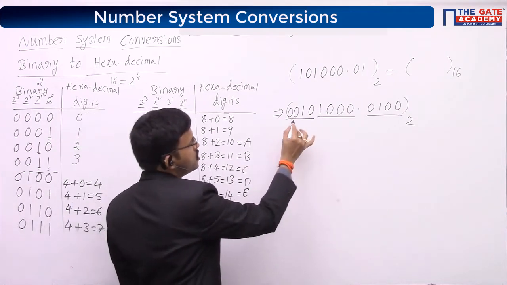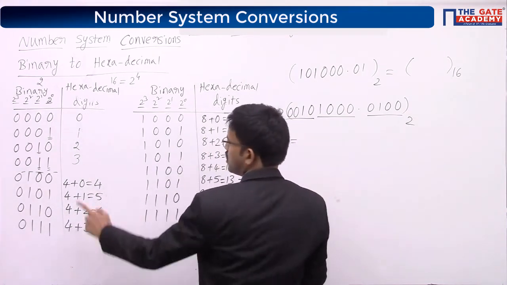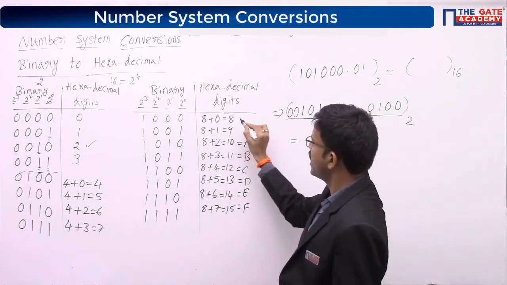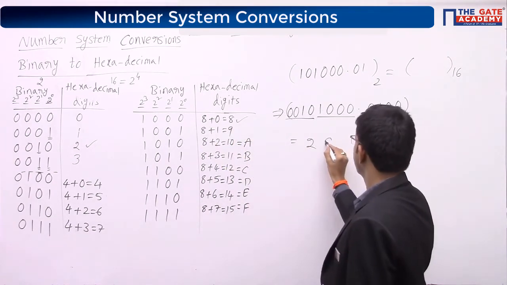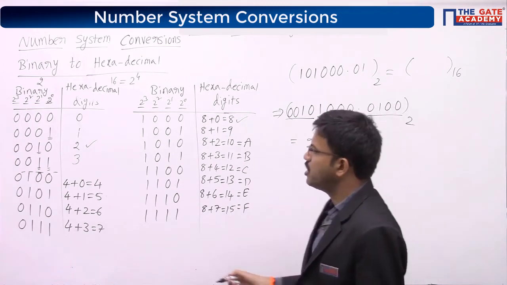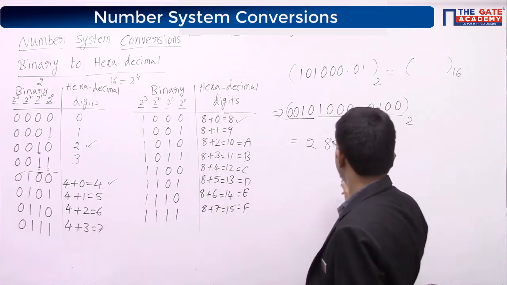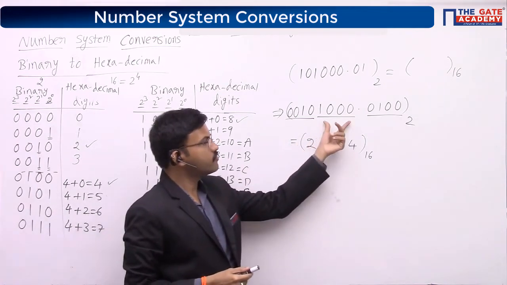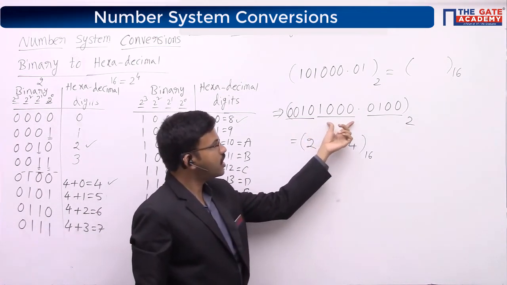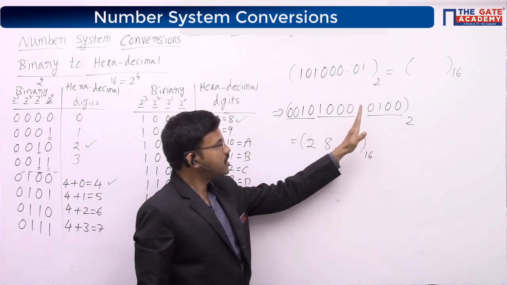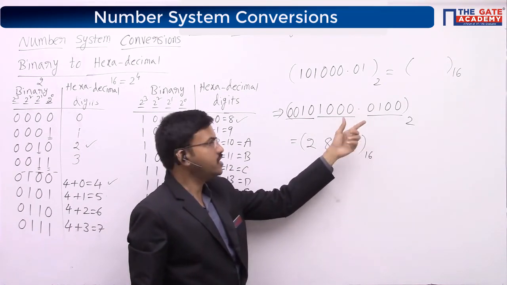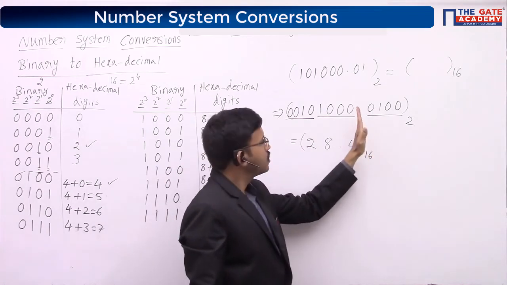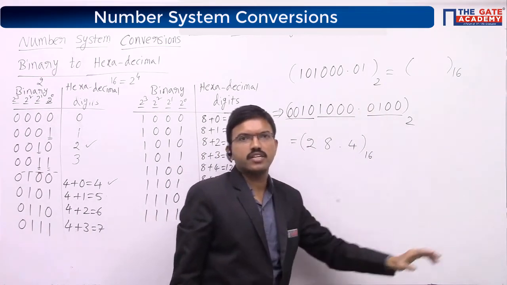Right? So 0010 is nothing but 2. Then 1000 is nothing but 8. 0100 is 4. So 28.4 base 16. Whenever you do the grouping of 4 bits, for the integer part, start just to the left of the radix point, towards the left hand side. For the fractional part, start from here towards the right hand side.